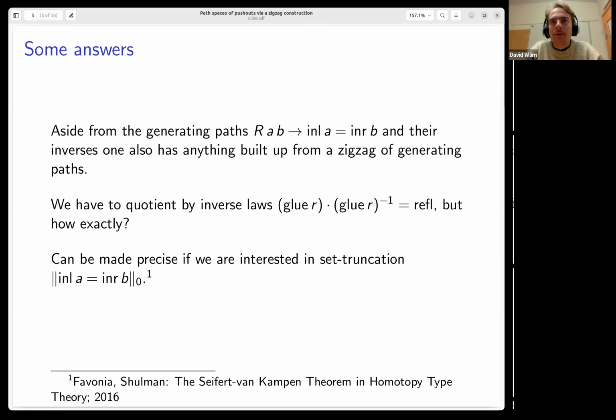So we have to consider some kind of inverse laws, that if you take a basic path glue R and compose it with its inverse, you get reflexivity. So this is some kind of inverse law. You have the quotient, but it's a bit unclear exactly how we go about this quotienting in a correct way.